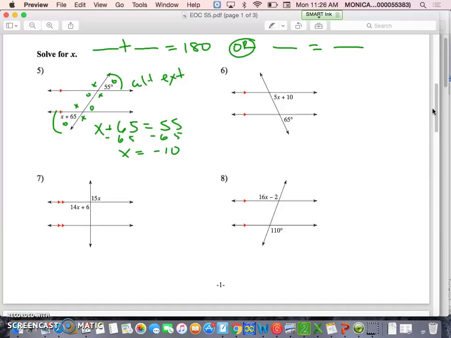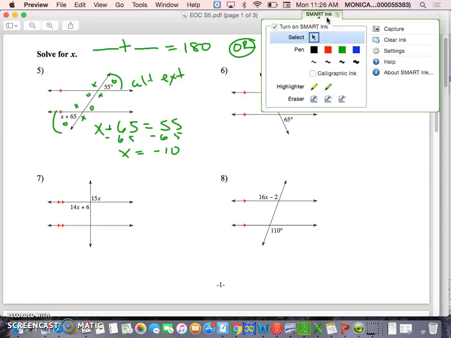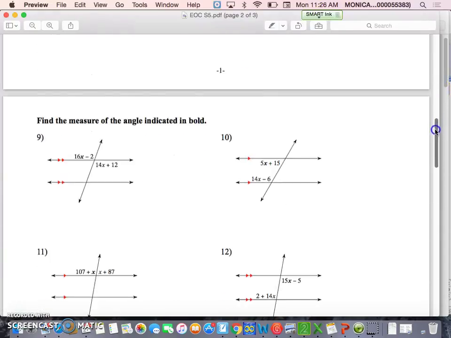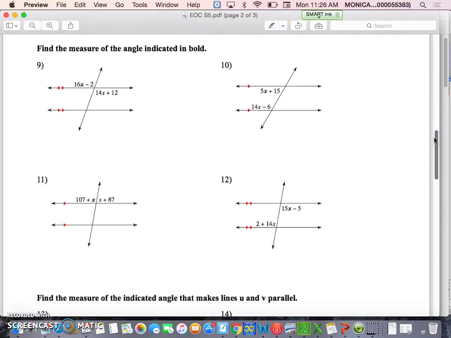All right, so you're going to solve the rest of the problems like that until we get to the back. I want to look at numbers 9 and 10. So it says find the measure of the angle indicated in bold. So the angles you need to find are this one, that might be this one here, this one here, and this one. All right.